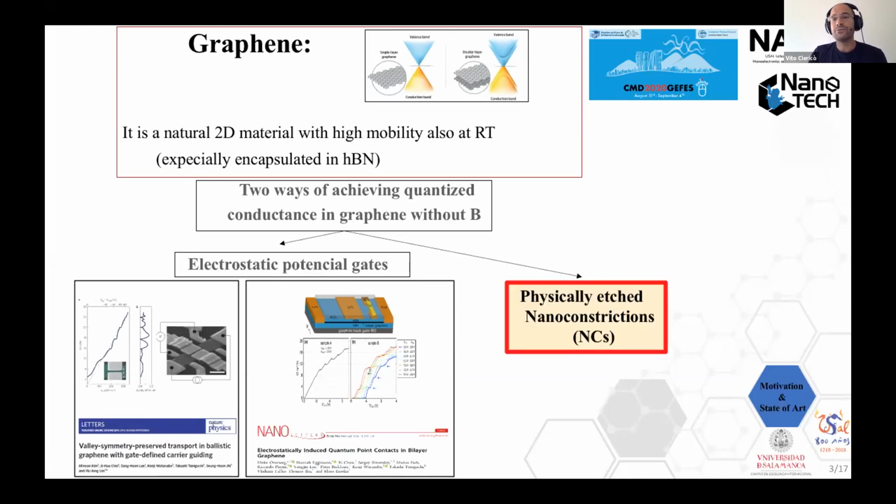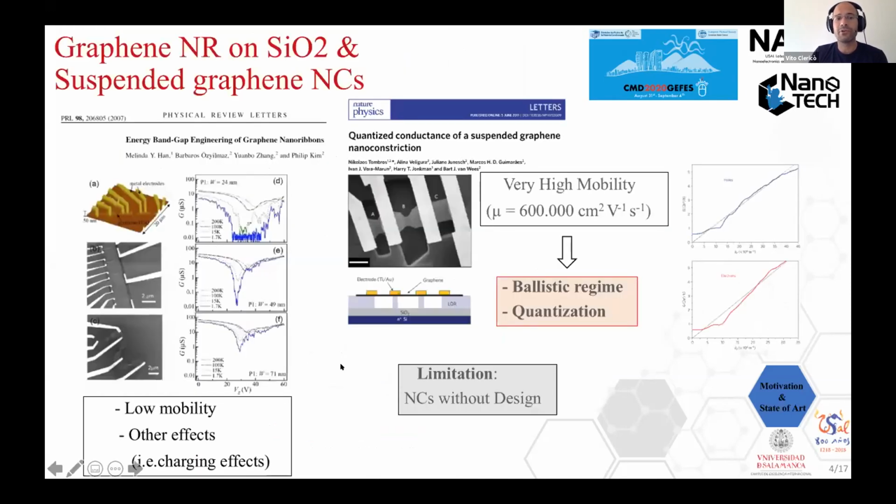The other way is to physically etch the nanoconstriction, so as to obtain a really physical constriction. On this, people started a lot of years ago, from the beginning of the discovery of graphene, to define graphene nanoribbons and nanoconstrictions, but at the beginning the mobility was too low and other effects typically appeared. Probably one of the first works in which conductance quantization appeared was this work of Tombros, in which he studied suspended graphene.